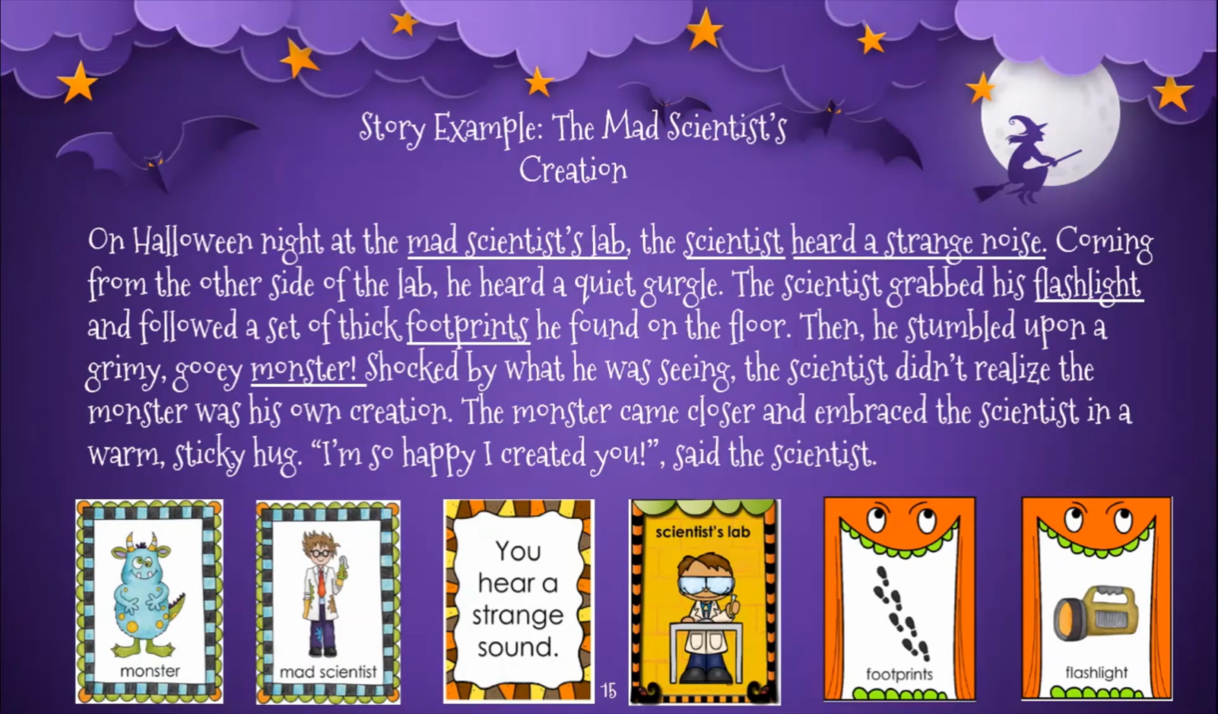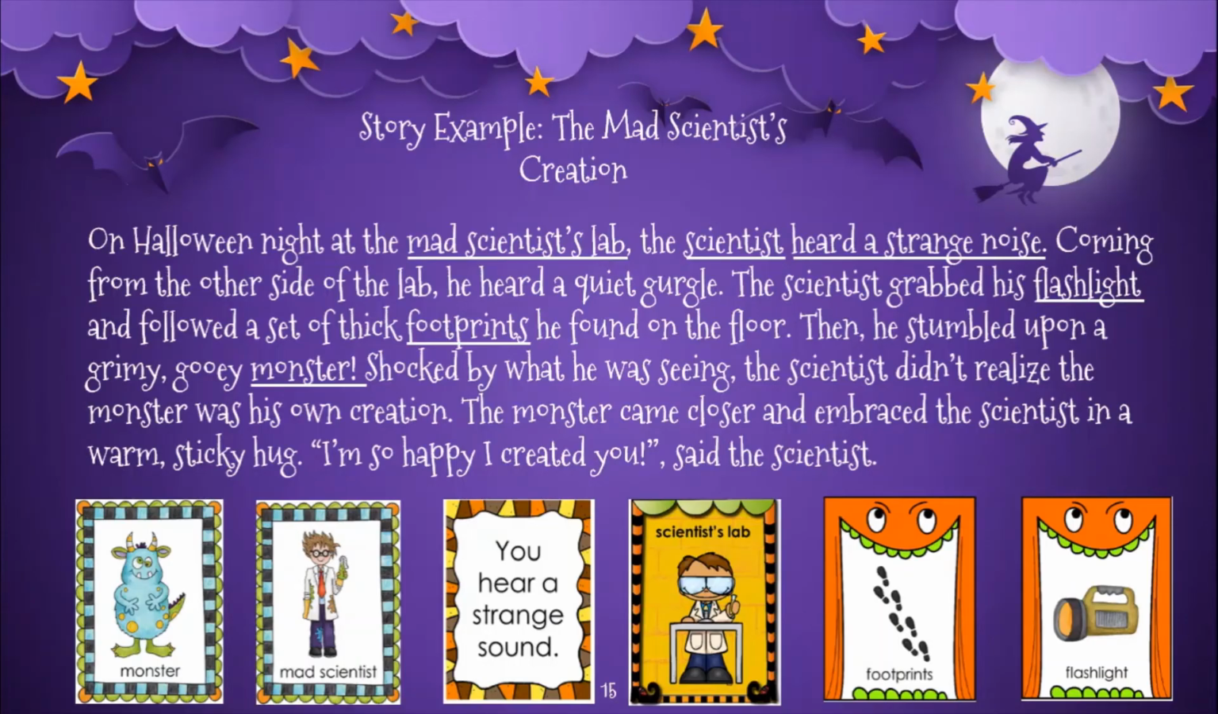On Halloween night at the mad scientist's lab, the scientist heard a strange noise. Coming from the other side of the lab, he heard a quiet gurgle. The scientist grabbed his flashlight and followed a set of thick footprints he found on the floor. Then he stumbled upon a grimy, gooey monster. Shocked by what he was seeing, the scientist didn't realize the monster was his own creation. The monster came closer and embraced the scientist in a warm, sticky hug. "I'm so happy I created you," said the scientist.